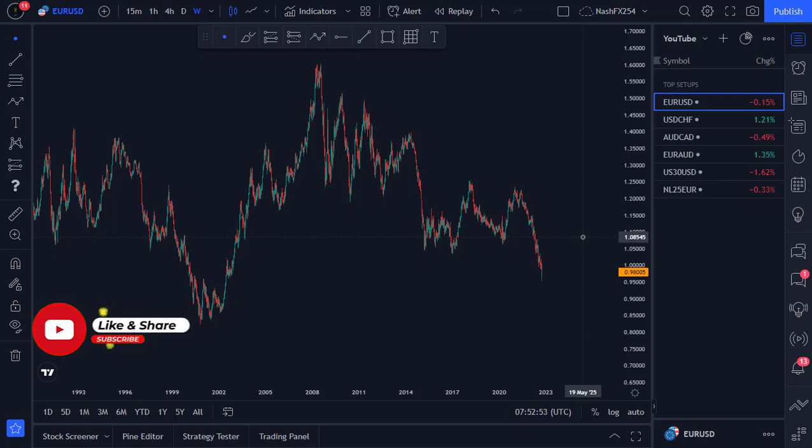Today we are going to go through a few pairs and see how the markets will be forming for next week. Okay, so we have EUR/USD, USD/CHF, AUD/CAD, EUR/AUD, US 30, and a bonus one, which is Netherlands 25.